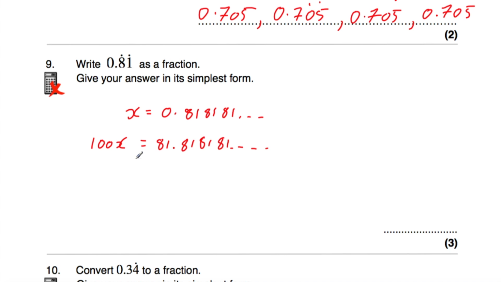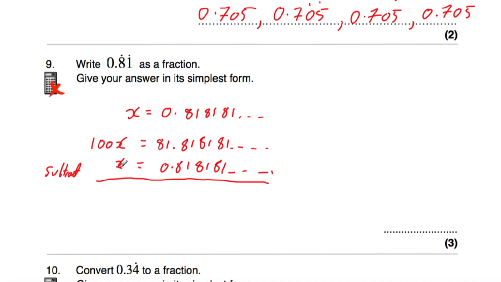Whenever we're taking these away from each other, I'm going to write the x beneath because I want to have the larger one above. So that's 0.818181 and so on, and 100x, take away, let's write down when we're taking them away, so subtract. 100x take away x would be 99x. And then we've got 81.818181 take away 0.818181 and so on. That's just going to be 81. Now we've got 99x is equal to 81. Think about solving an equation: you would want to get the x on its own. So let's divide both sides by 99, divide by 99 and divide by 99.